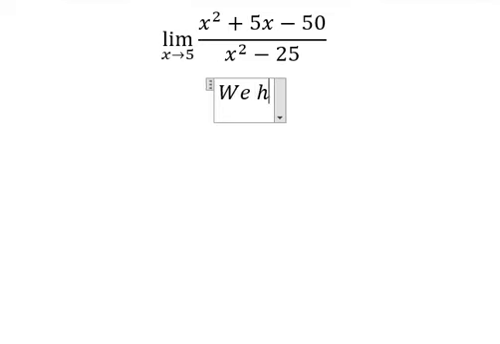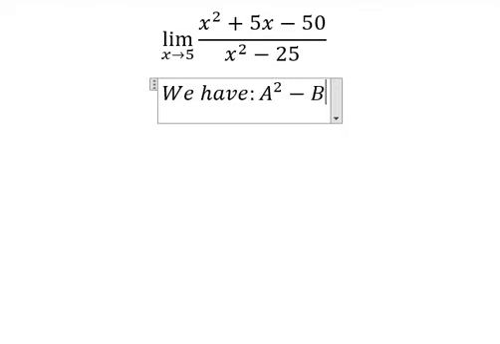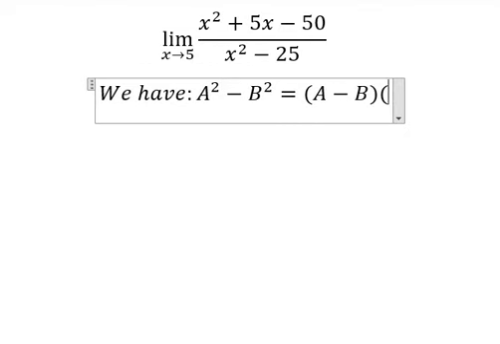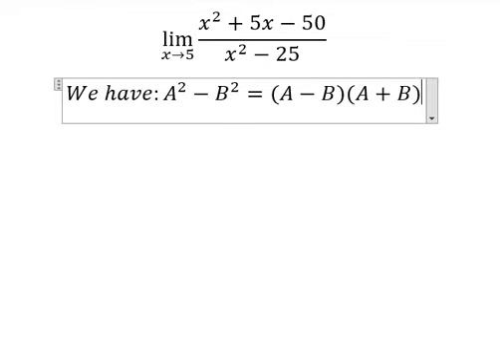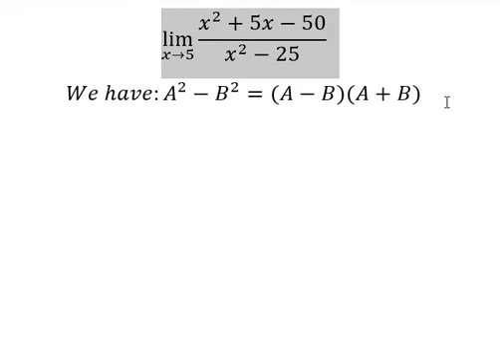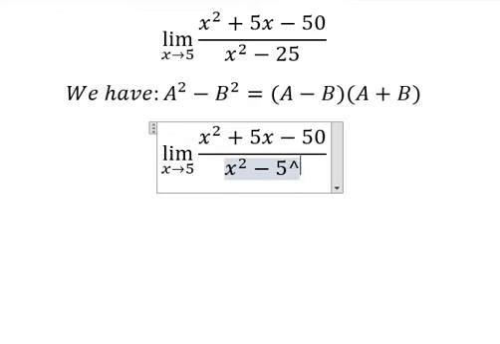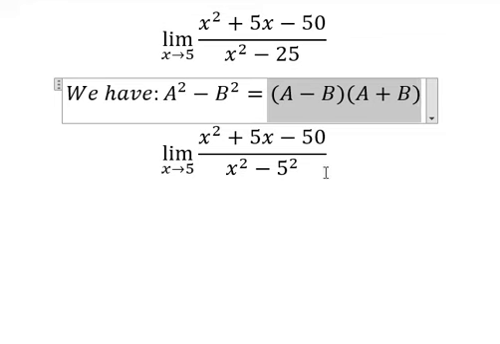We have the formula in here. That is a square minus b square equals a minus b multiplied by a plus b. Now we can apply the formula in here. So 25, that is 5 square. So this one we can change by this one.